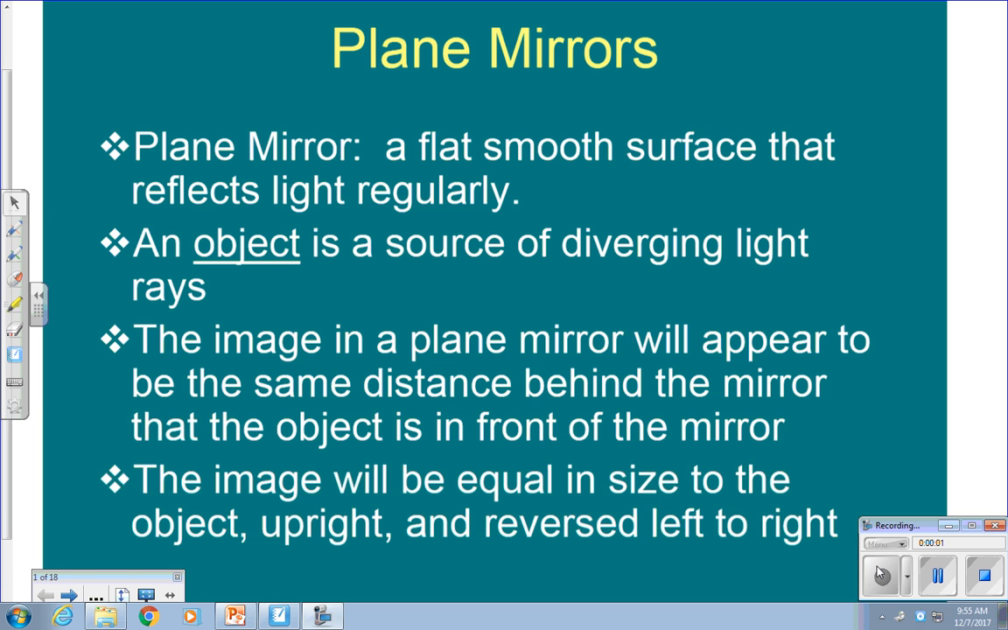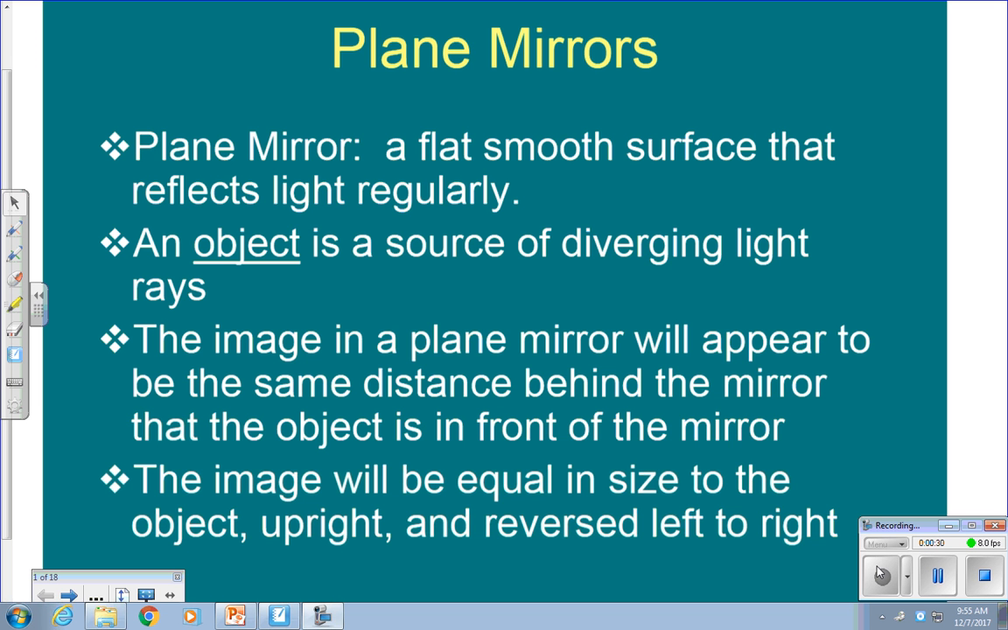All right, so we are going to continue talking about light. Last unit we looked at Snell's law. We talked about reflection and refraction. We're going to continue talking about reflection and refraction, but this time we're concentrating on how light reflects off of different types of mirrors and how light refracts through different lenses. So we'll start out talking about mirrors.